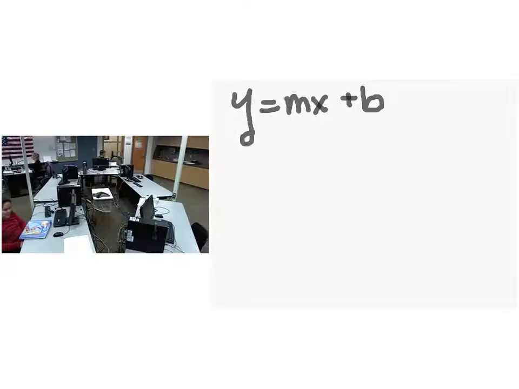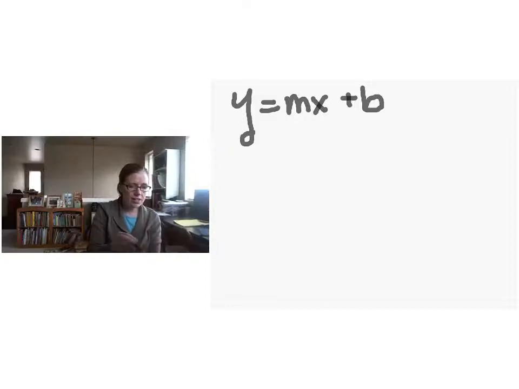Okay, so we're on page 204, looking at the slope-intercept form.